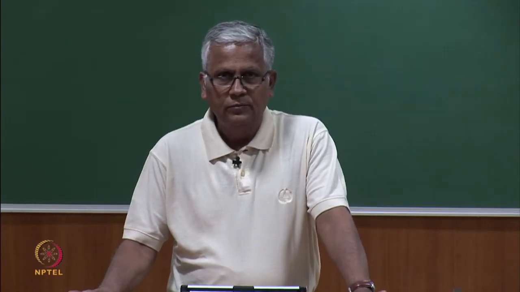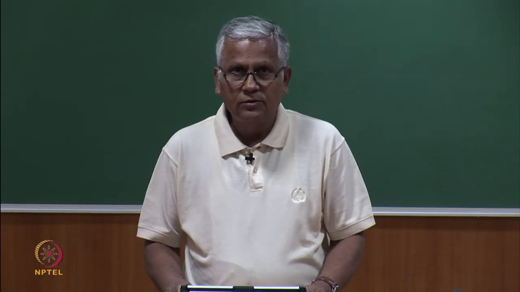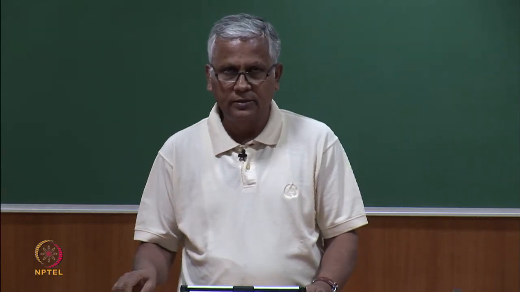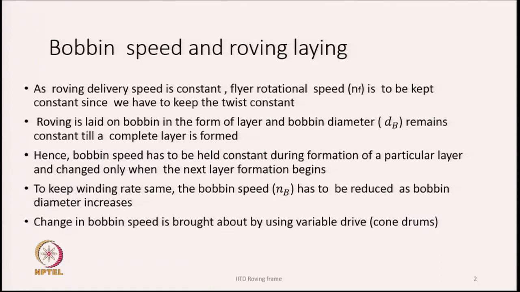So, welcome. We are going to discuss bobbin speed regulations. Let us look at this slide first. As the roving delivery speed is constant, the flyer rotational speed is to be kept constant, since we have to keep the twist constant. So, we cannot change the speed of the flyer, because twist has to remain constant and the roving delivery speed is also constant.